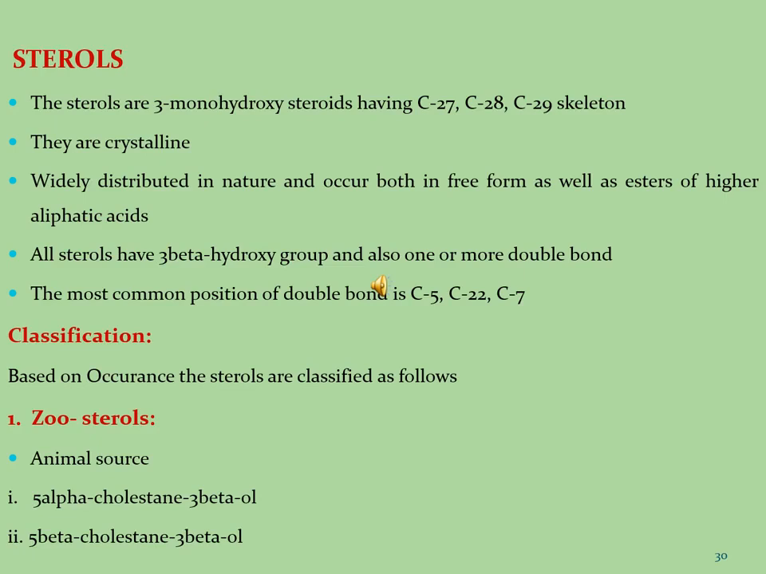Classifications of the sterols. Based on occurrence, the sterols are classified as follows. Zoosterols. Zoosterols are those sterols which are isolated from animal sources. The common example of these sterols are 5-alpha cholesterol, 3-beta-ol. Other example is 5-beta cholesterol, 3-beta-ol.